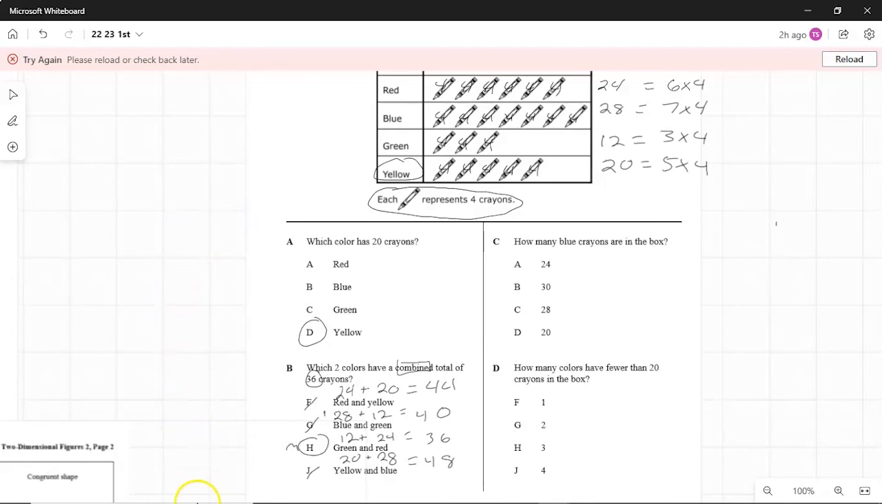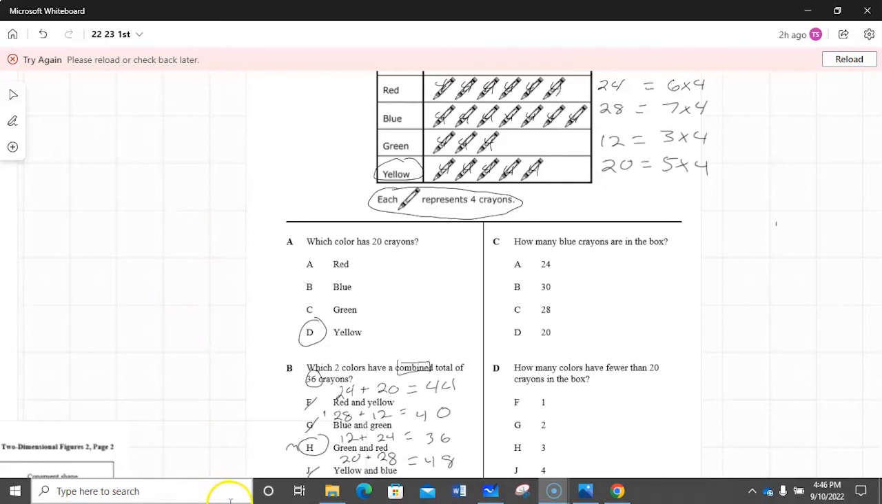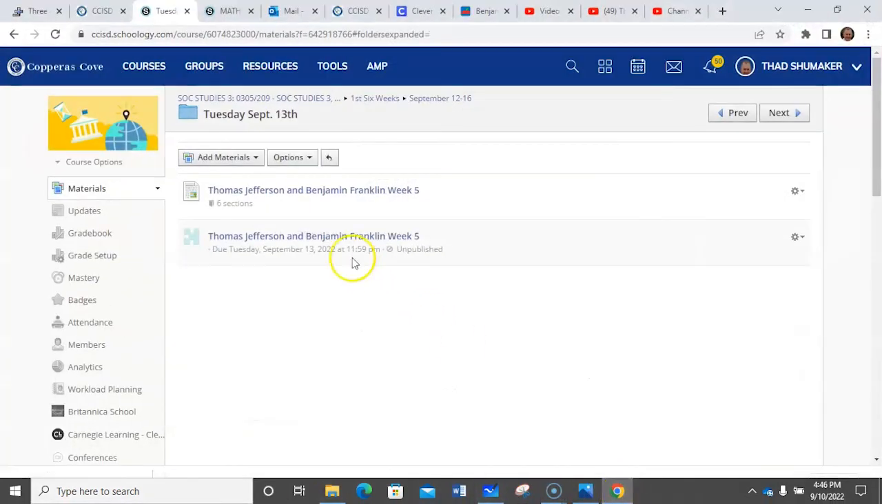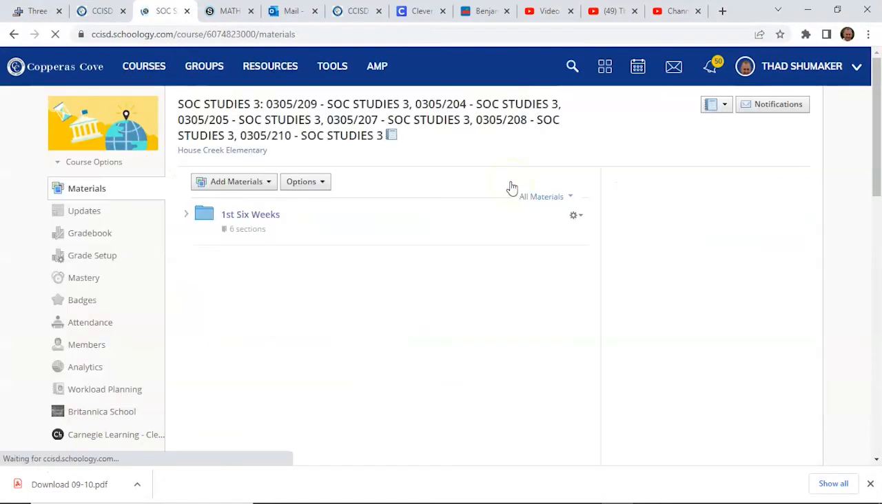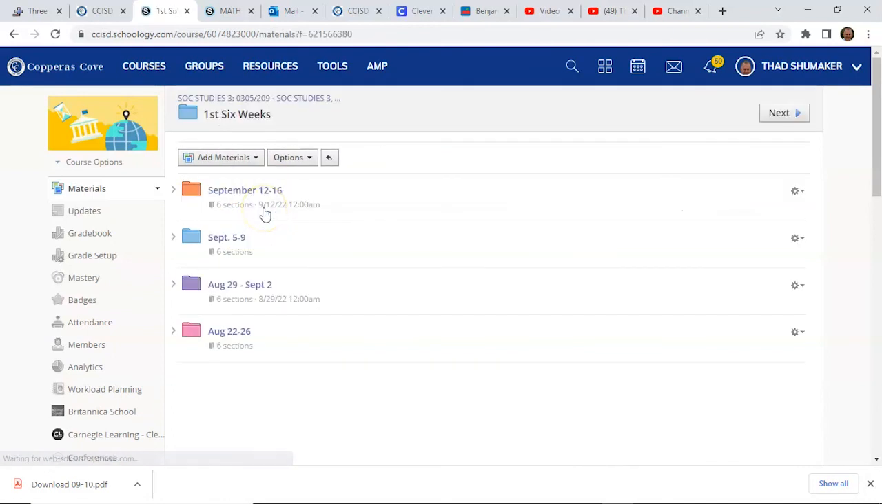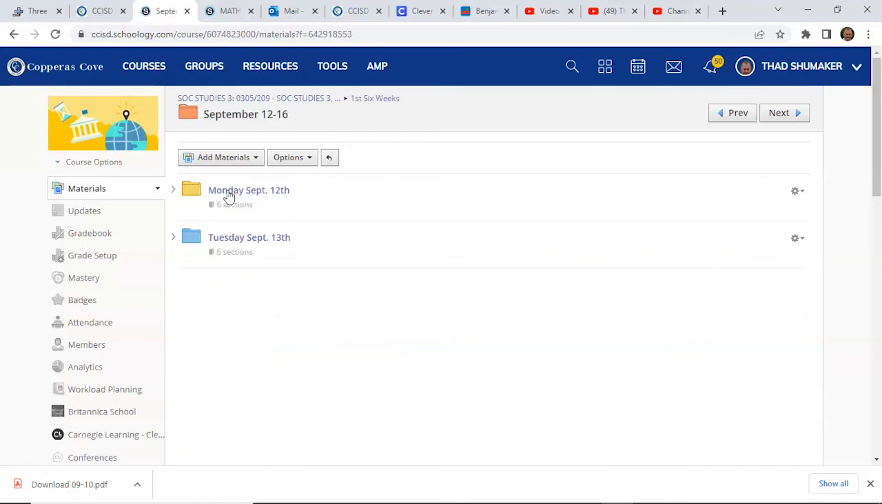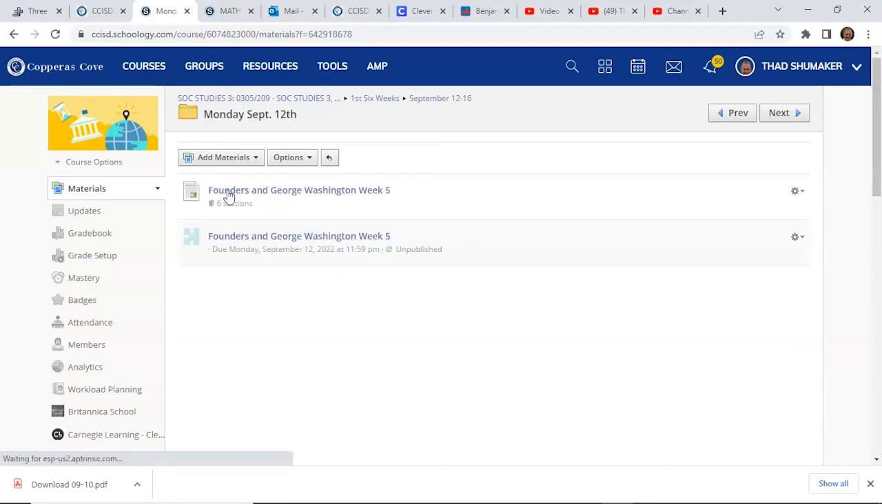And then you have an assignment in social studies. I'll show you how to get to your assignment in social studies really quick. You go to your courses, and you'll go to your social studies course. And inside your social studies course, this is the first 6 weeks, and it's going to be in the September 12th through 16th folder. Today's September 12th. And then you have the Monday, September 12th, and you have a video right here about Founding Fathers, the founders, and George Washington, week 5.